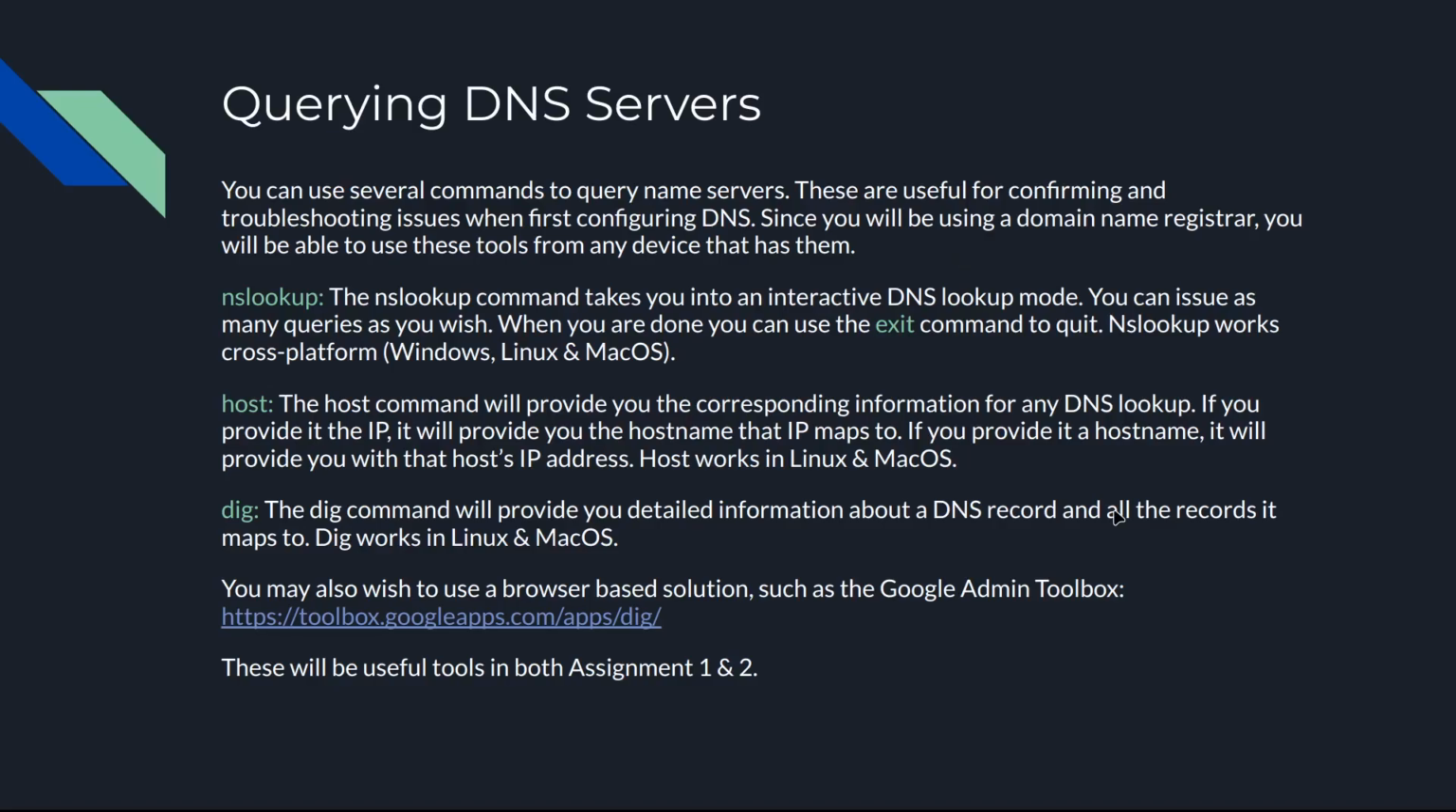Now, you query DNS records all the time, right? You type in a URL into the address bar of your browser, and it goes out on the internet and finds it. To do that, it has to do a DNS lookup. So that's what we mean by querying the server. But there's several commands you can use to query servers manually, and they're extremely useful for confirming and troubleshooting issues when you're first learning how to configure DNS. And since you're using a domain name registrar, you're going to have to use these. However, since we're using real DNS on the internet, you can use these from any device that has them, not necessarily just your virtual machine.